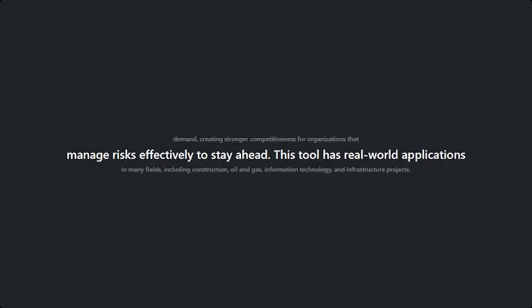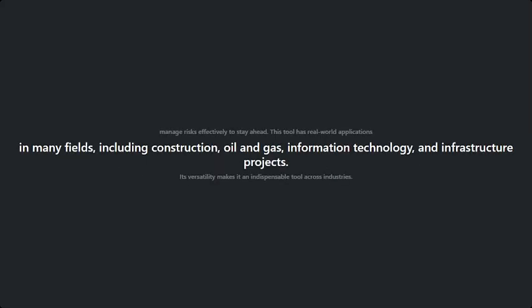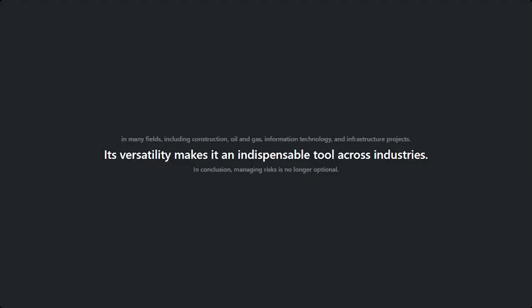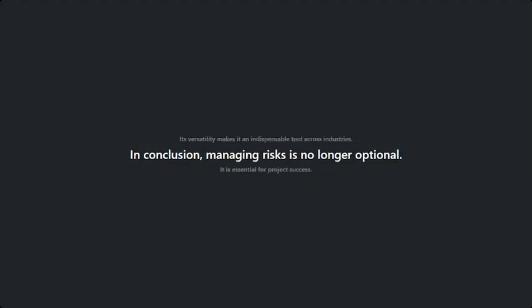This tool has real-world applications in many fields, including construction, oil and gas, information technology, and infrastructure projects. Its versatility makes it an indispensable tool across industries. In conclusion, managing risks is no longer optional. It is a necessity for project success.